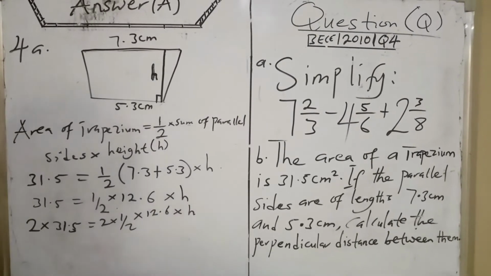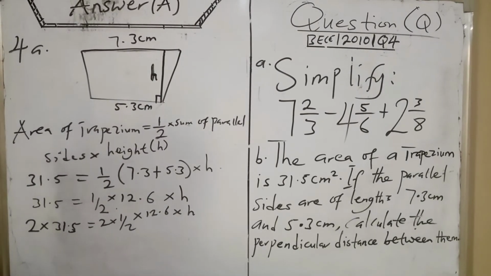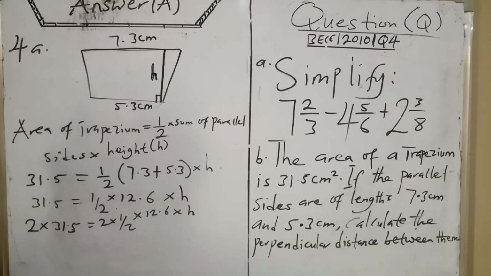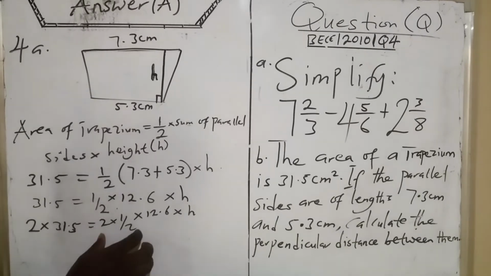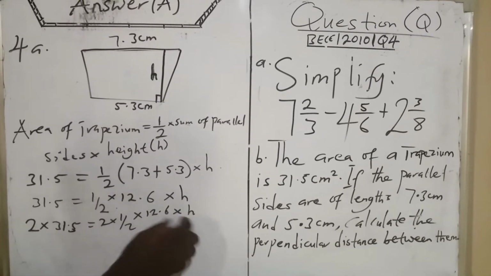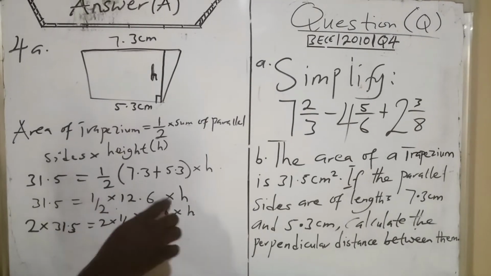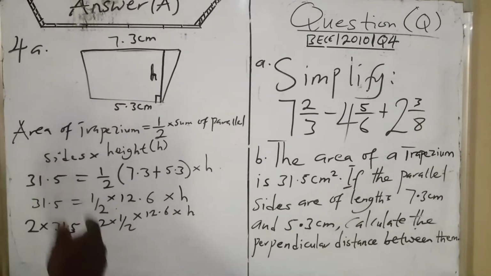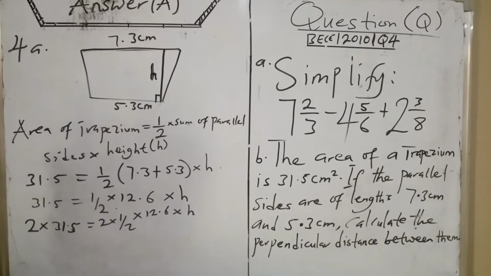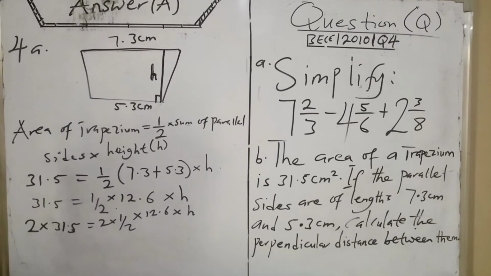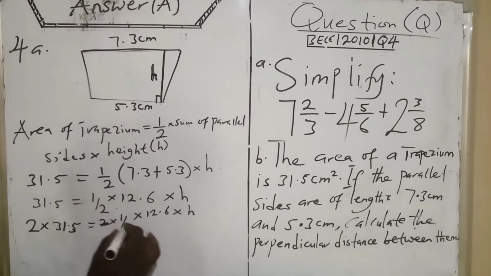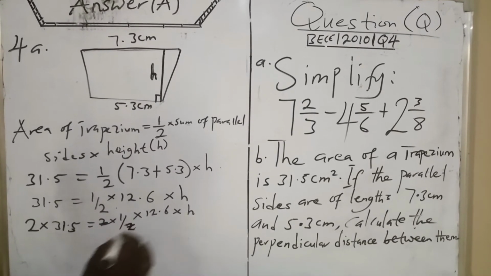You must bear in mind that because the terms here are multiplying each other, they are considered as one term. So when you multiply this side by 2, you don't multiply 12.6 and the height by 2. If it was addition or minus, then we would have multiplied every term by 2. But since they are multiplying each other, we just multiply them by 2 once. By so doing, these 2 will do away with these 2.